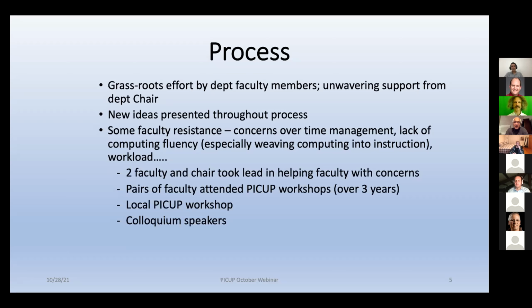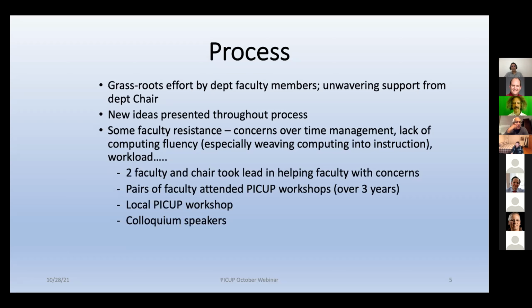We have a goal of 25% of every course being computational, having a computational part to it. This 25% is measured somewhat loosely. It could be 25% of the assignments, 25% of the grade. It's up to individual faculty members. But nonetheless, there was a concern that this would increase the workload for the instructors.